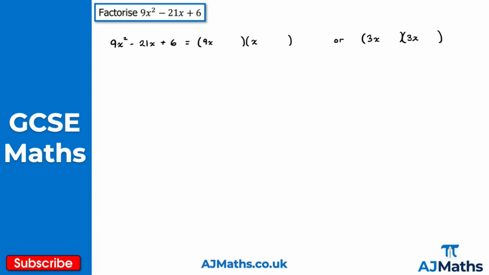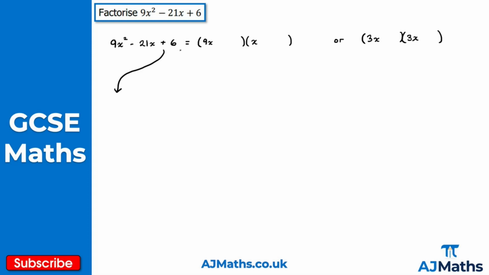Okay. So what I'm going to do here is I'm going to go with 9x and x to begin with. If we run through all the possible options and we can't find the correct pair, then what we need to do is try 3x and 3x. Okay. So what we do now is we find the factors of 6 here. So two numbers that will times together to give me positive 6.